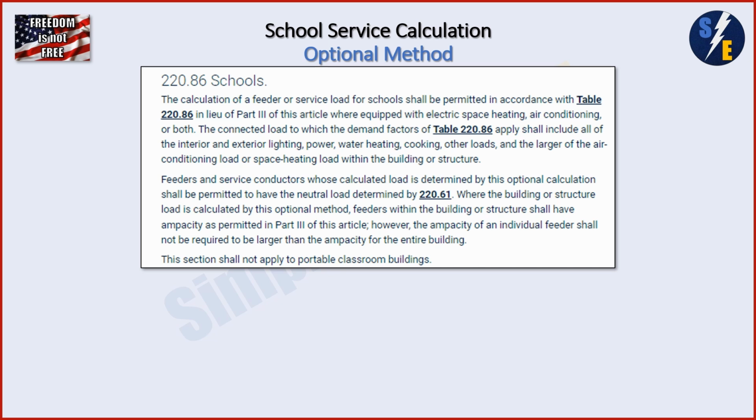Okay, so for the optional method school calculation, we go to 220.86. But before we get into this, I want to explain a little bit about how Article 220 is laid out, and that'll help us understand what we're doing here and why we're approaching it the way we are.